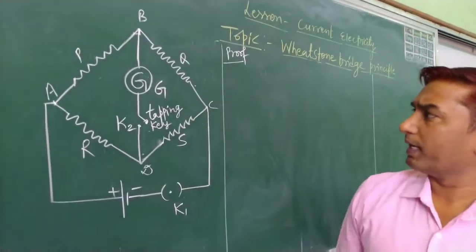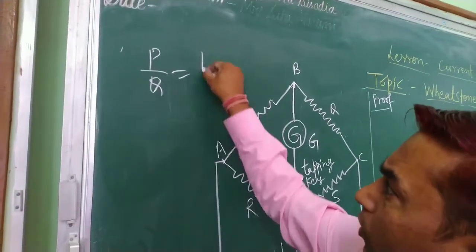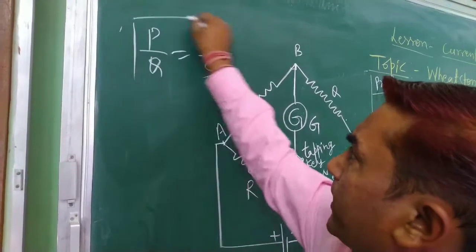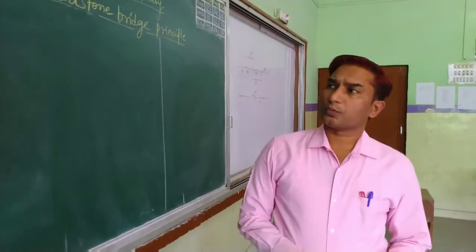If we close key K1 first and K2 later on, and in this case the galvanometer shows zero deflection, then the bridge is said to be in balanced condition, and in that condition the ratio P by Q equals R by S. So this is known as the balanced Wheatstone bridge condition, which is also obtained using Kirchhoff's laws.